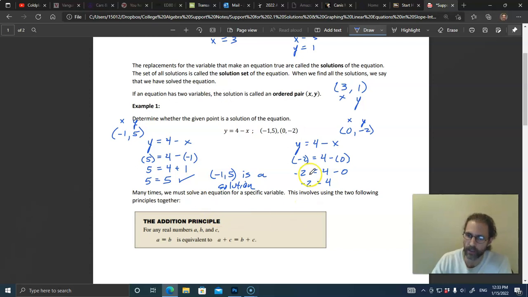We've got to determine, is this ordered pair a solution? Well, when we plug these numbers in for x and y, it's giving us this statement right here. This is not a true statement, guys. Negative 2 is not equal to 4. So that's a false statement, and because of that, we can say that that ordered pair, and I'll write it, 0, comma, negative 2, is not a solution.